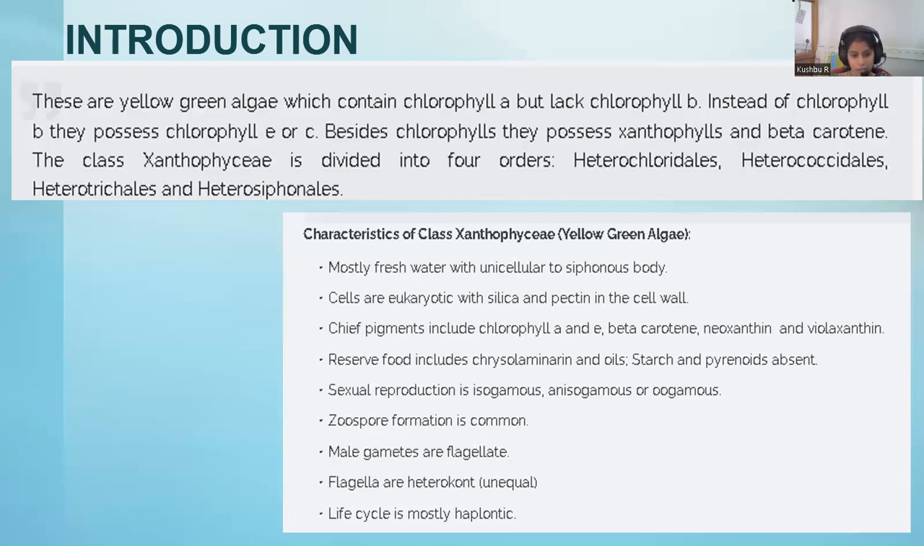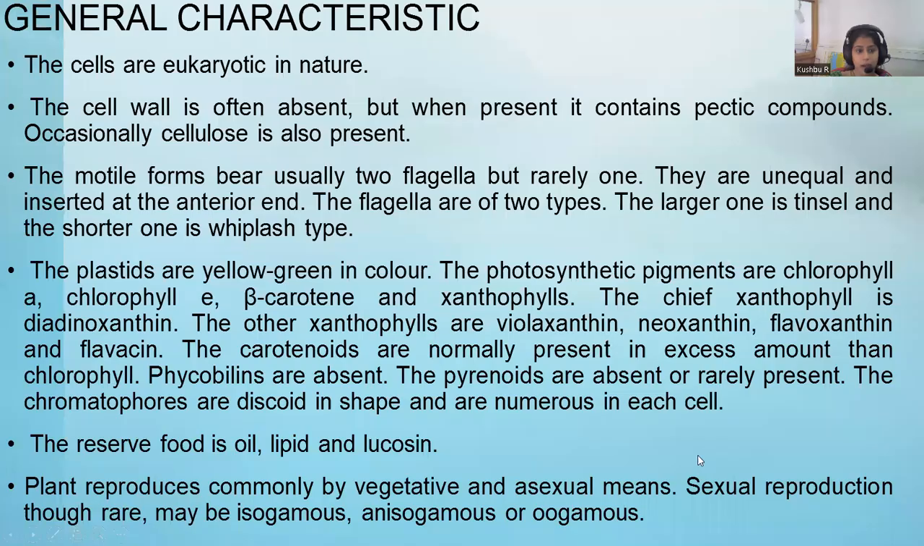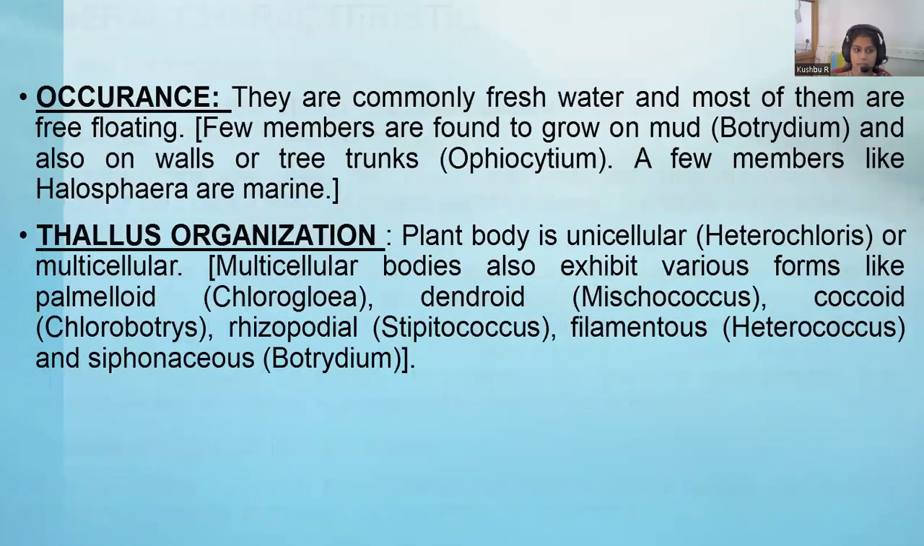It shows sexual reproduction. Apart from the general characteristics, they are believed to be motile in nature. They have two flagella, but rarely one, unequal in nature. They can be whiplash type or tinsel type also. Reserve food material is stored in the form of oil or fat.